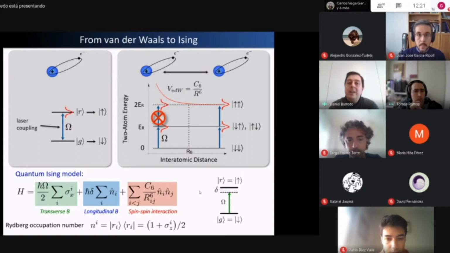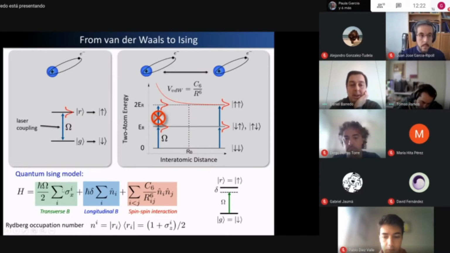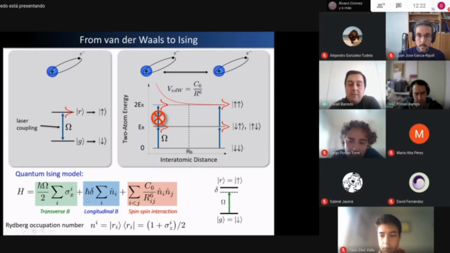Now the interesting thing here, if you look at the many-body physics, is that the Hamiltonian describing the evolution of the system is just a quantum Ising model. To realize that, you can just map your ground state to a spin down, and the Rydberg state to a spin up, and in this case you can recast your Hamiltonian in terms of this quantum Ising model, where you have a transverse field proportional to your Rabi frequency omega, with the Pauli matrix sigma x. Then you have a longitudinal field proportional to the detuning from resonance of your laser, as you see in the scheme here on the right.